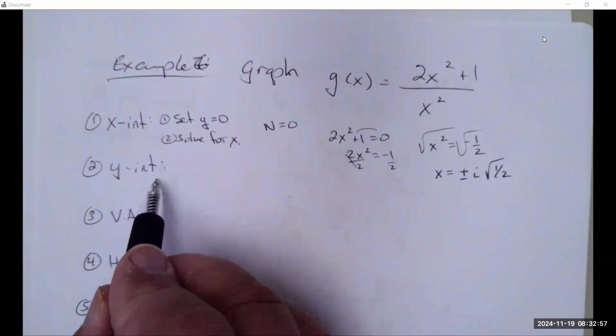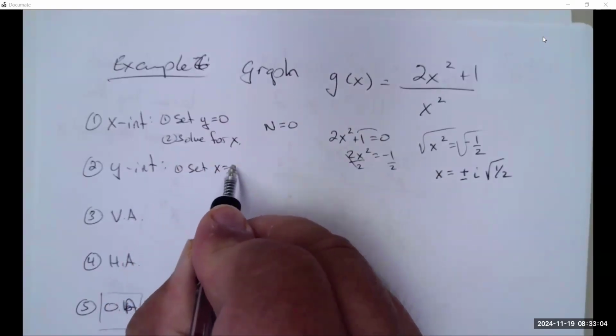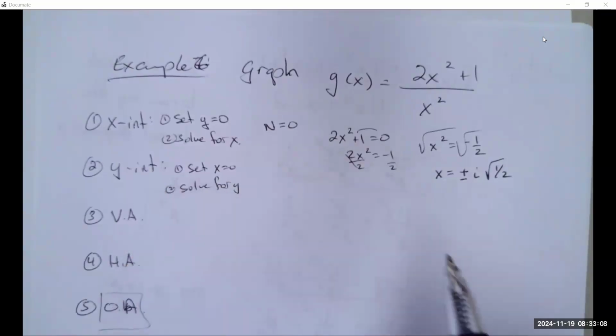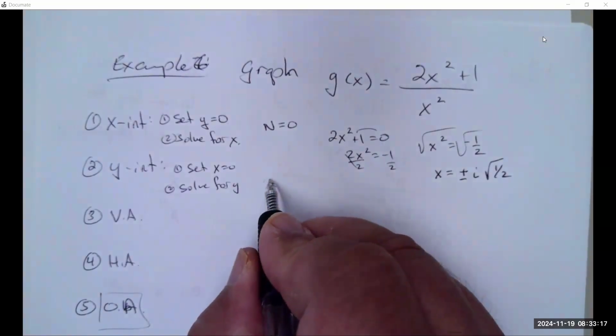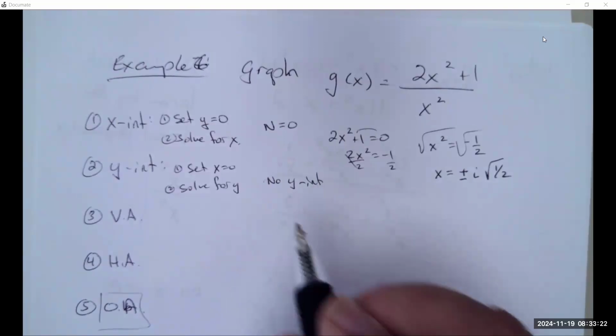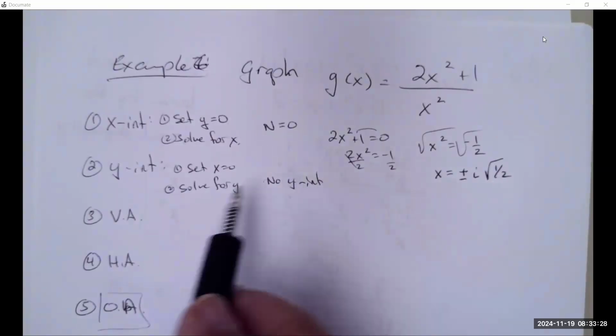What about the y-intercepts? How do we find those? Set x equals 0 and solve for y. So if we set x equals 0, what do we get? Undefined. So there are no y-intercepts. This will be answered in the next one.